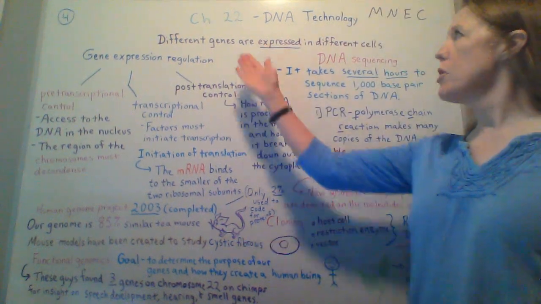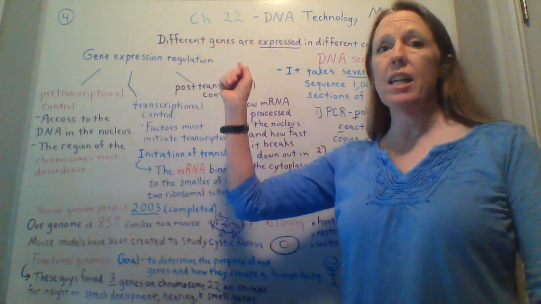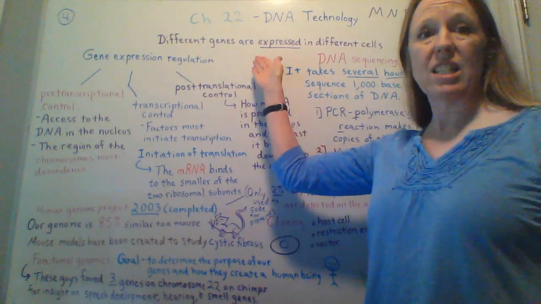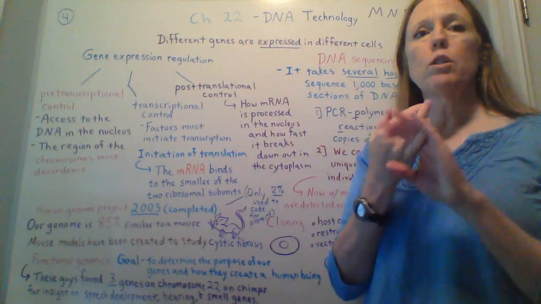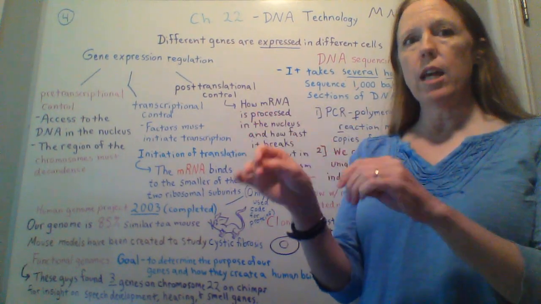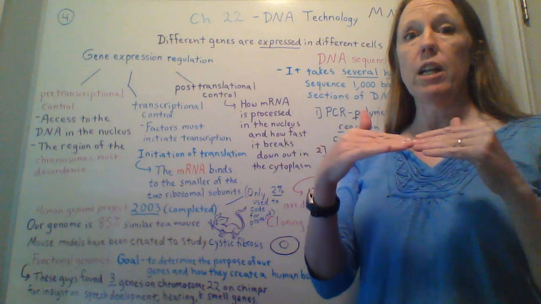Okay, class, welcome to chapter 22, section 4 on DNA. So we're talking about different genes being expressed differently in different cells. Remember we have the exons and the introns. The introns are the ones that are taken out. The exons are spliced together and expressed.